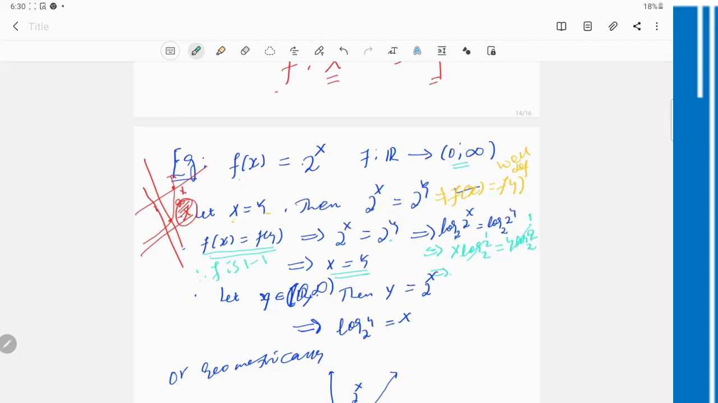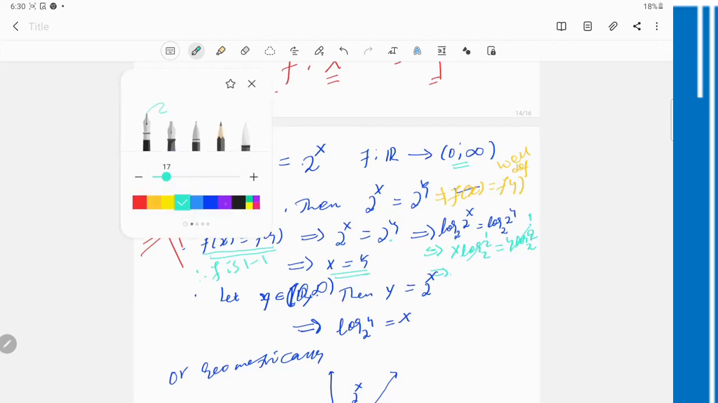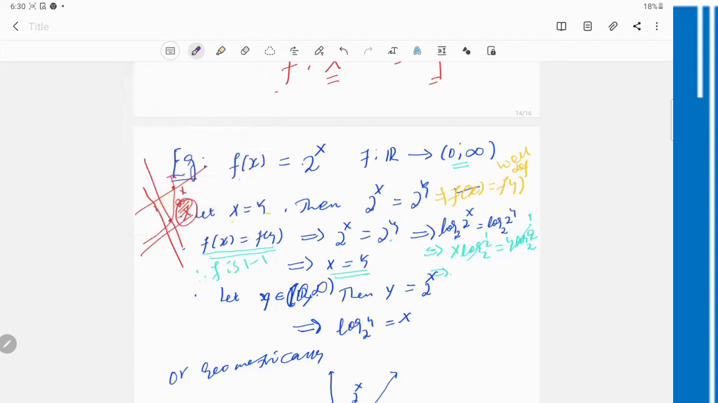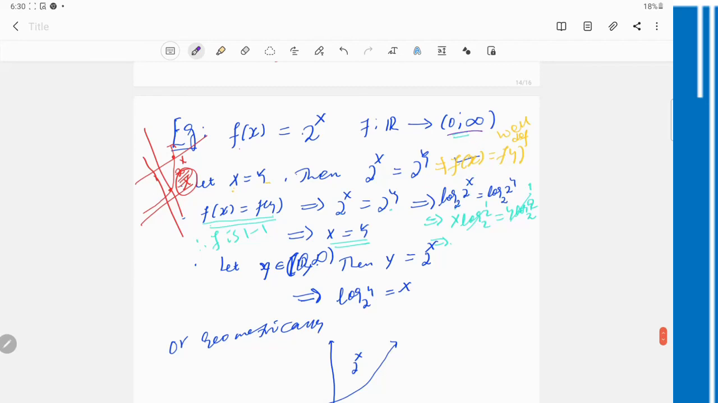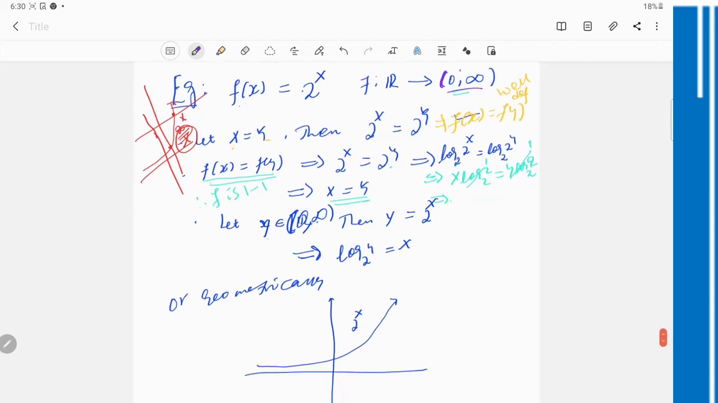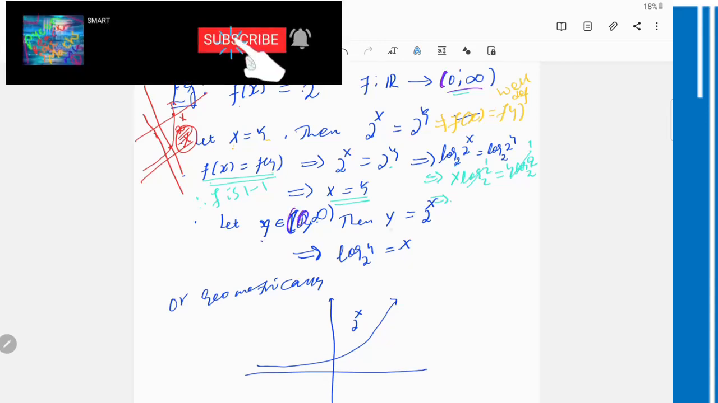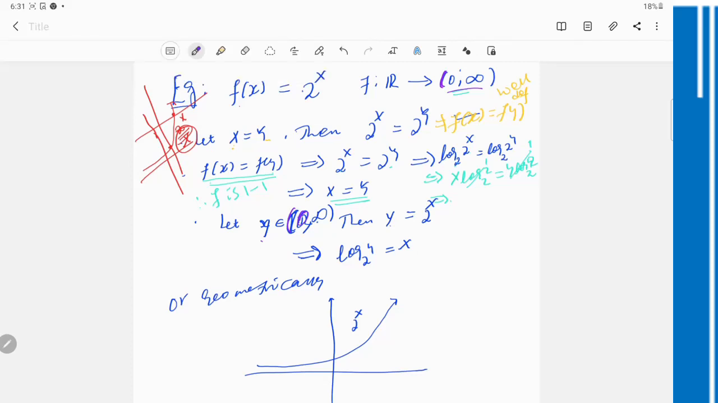Then the next is ontoness. Remember that the codomain is positive, excluding 0. So this is like the domain of the logarithm function. So let's take y, a member of 0 to infinity, then y equals 2 to the power of x. So the question is, can you find that x?